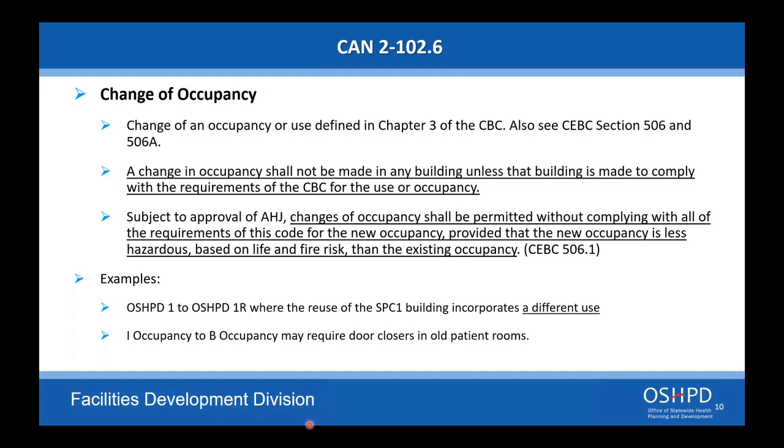And that's, again, looking at systems. So if you're looking at it going from an I to a B occupancy, if you're converting old patient rooms, there are different requirements for that B occupancy. The B occupancy will require you to add closers to your patient room, the old patient room doors. Okay, so that's the kind of things that we'll be looking for.